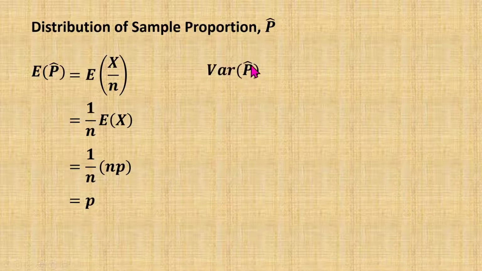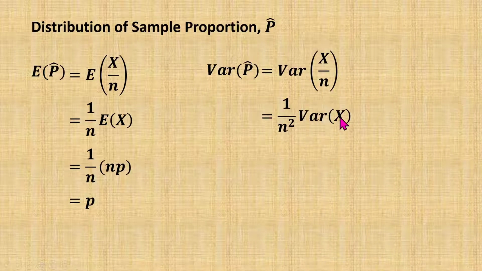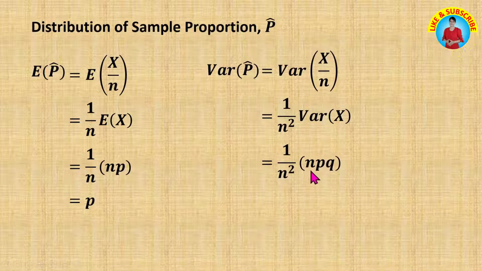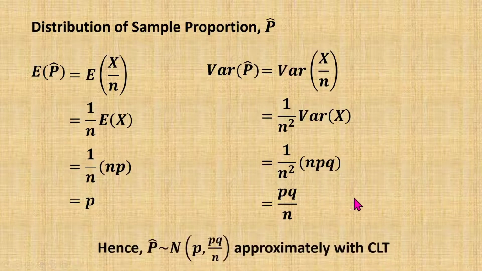Next, for the variance of the sample proportion, which is x divided by n, when I take out the constant it is 1/n squared times the variance of x. Since x is binomial, its variance is nPQ. When I simplify, it is equal to PQ divided by n. Therefore, the distribution of the sample proportion is approximately normal under the central limit theorem, where the mean is equal to the population proportion P, and the variance is P times Q divided by n, where Q is equal to 1 minus P.